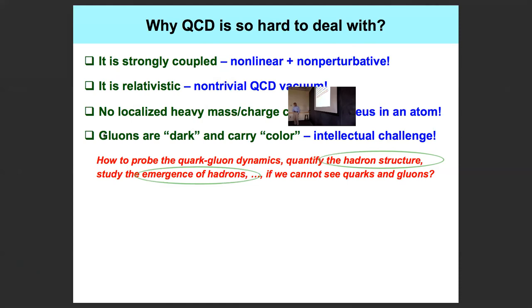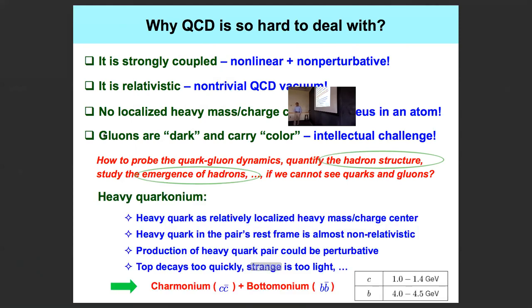On the other hand, if you're dealing with heavy flavor, as I will mention, the mass of a heavy quark might help us bridge the gap between these two. And also, the gluons carry color, so this is a really interacting charge. We never see a free quark or gluon in isolation. So how can we probe quark-gluon dynamics and quantify the structure and emergence of hadrons if we don't even see them?